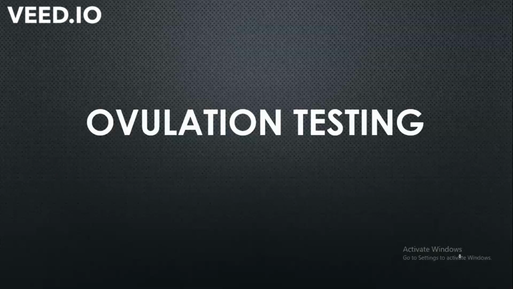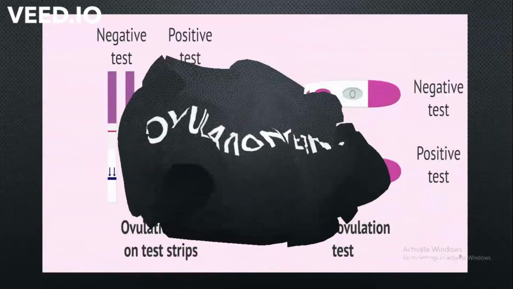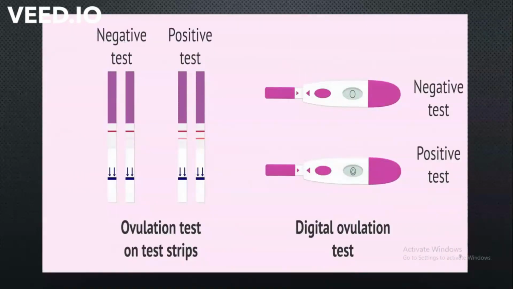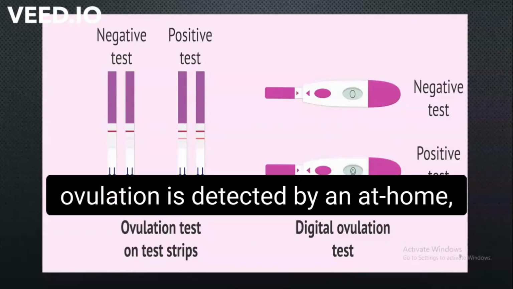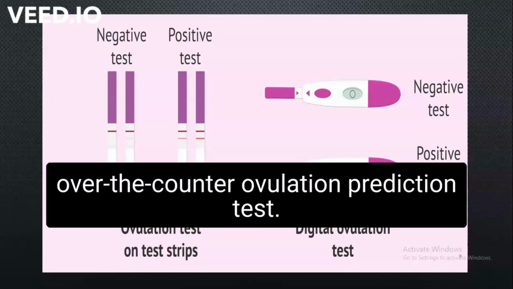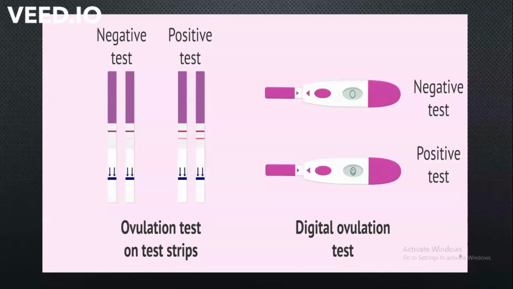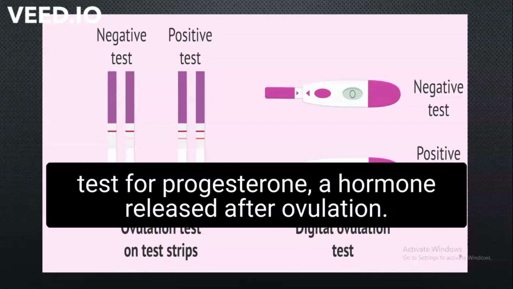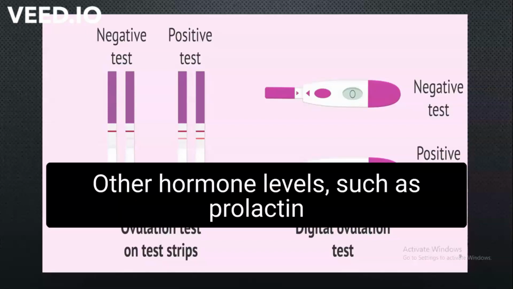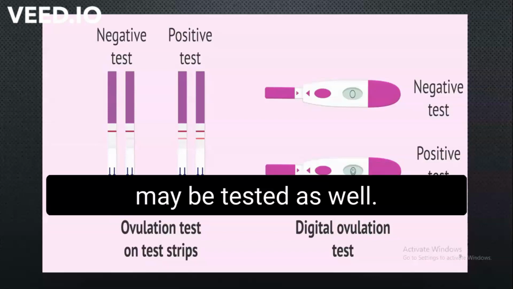Ovulation testing. The rise in luteinizing hormone that happens before ovulation is detected by an at-home over-the-counter ovulation prediction test. Ovulation can also be confirmed by a blood test for progesterone, a hormone released after ovulation. Other hormone levels, such as prolactin, may be tested as well.